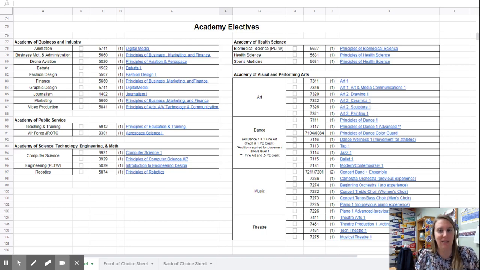And again, one class gives you 2 credits. Then we have Tap 1, Jazz 1, Ballet 1, or Modern and Contemporary Dance 1. All of these are going to be like a studio dance class like you would be paying for outside of school, except they're free and they're taught here at school. So these are great classes to take.